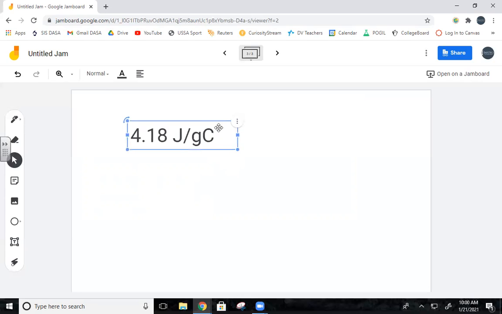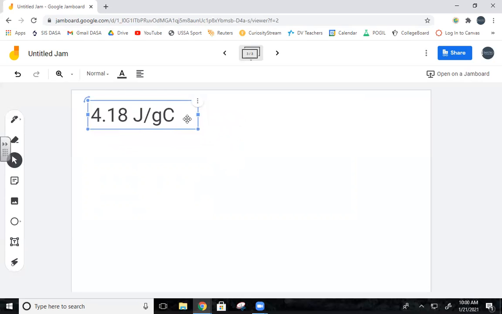Okay. So let's just say that we have a 1 milliliter thing of water. You have an extremely small amount of water in like a dropper or something like that, okay? 1 milliliter of water.